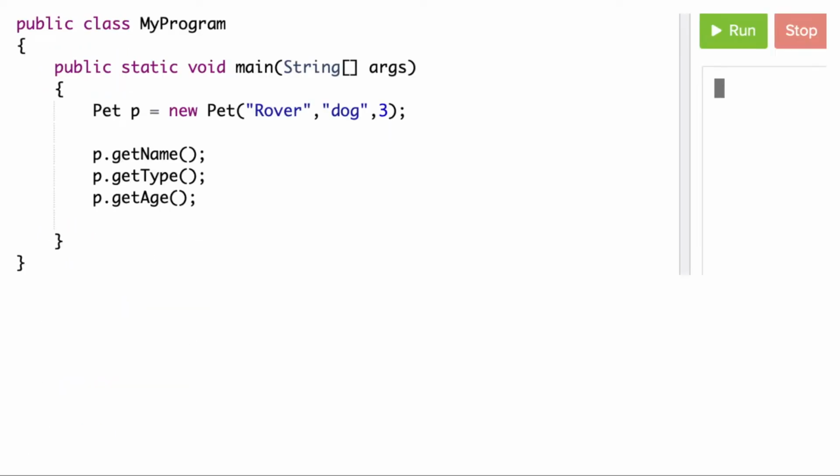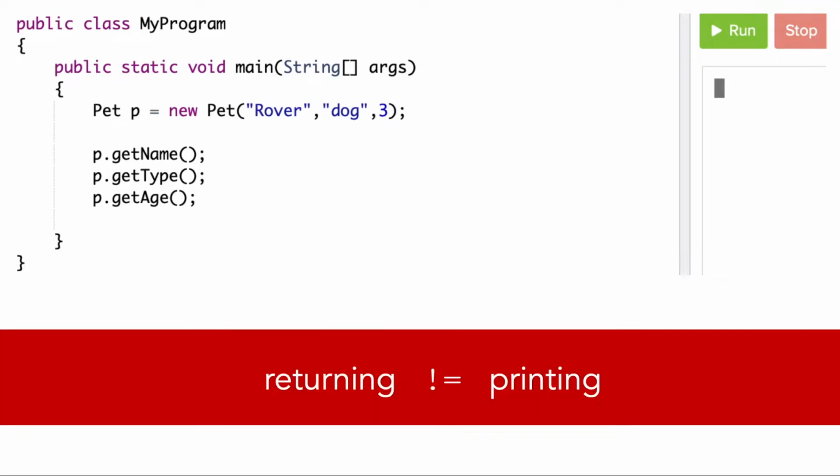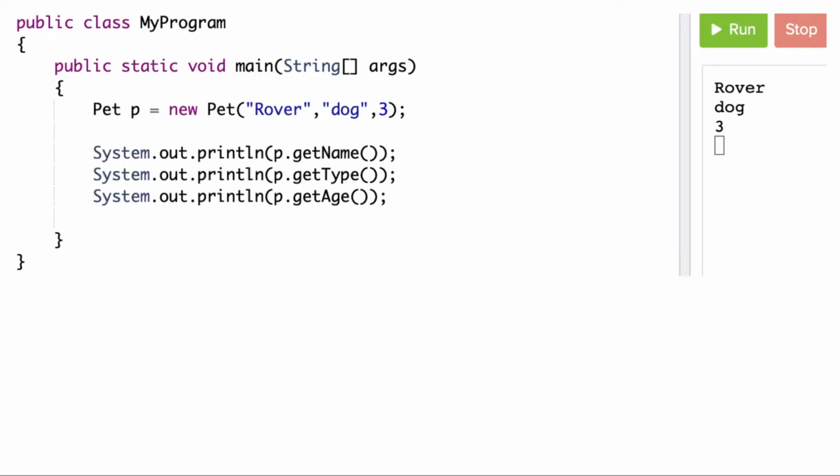Let's look at this example. I have instantiated an object p of type Pet with the constructor Pet that takes in 3 parameters: Rover, dog, and the integer 3. Notice what is displayed when I try to run this code. Nothing. Be careful. Returning a value is not the same as printing a value. You must call System.out.print in order to print or display the returned values. Yay! Now I can see the results.